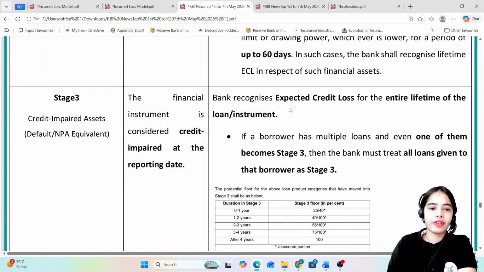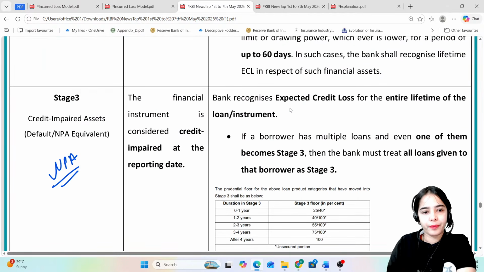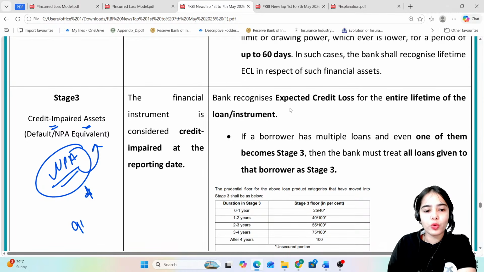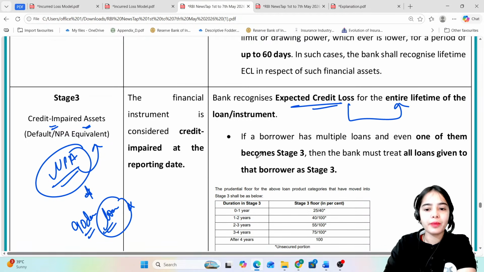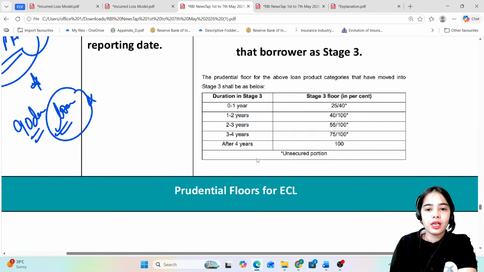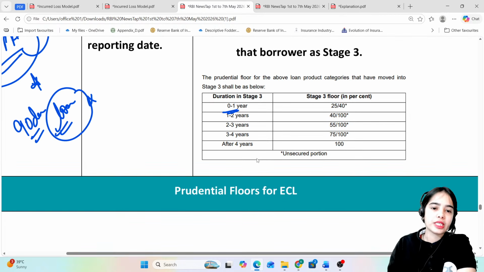Now stage 3 is when the NPA has been recognized. Credit impaired assets, that means NPA has been recognized for more than 90 days. Now the loan payments are not coming. So in this case, the loss is considered for the entire lifetime, and the provisions have to be maintained.